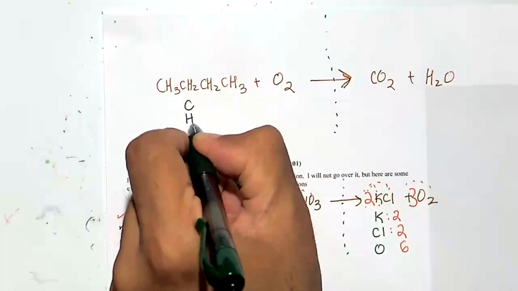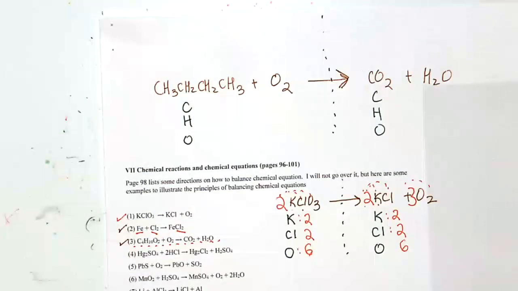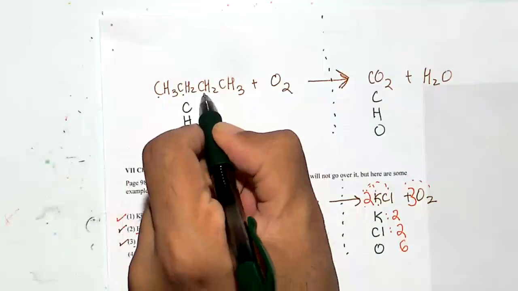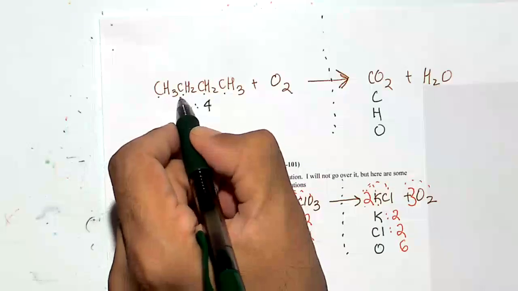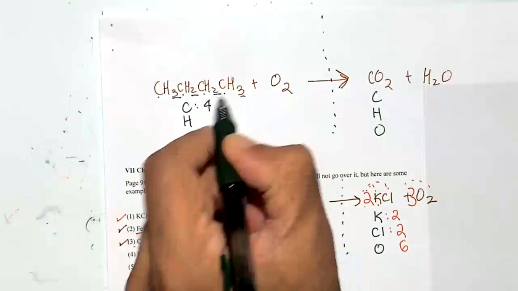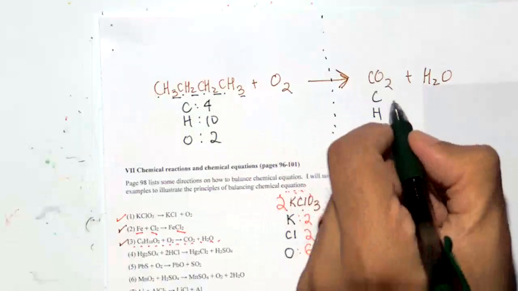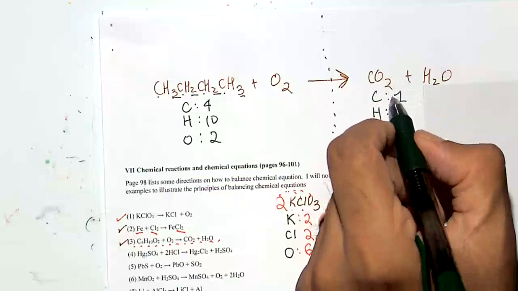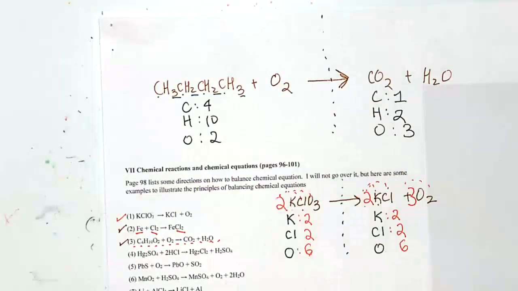All right, we have carbon, hydrogen, and oxygen. Carbon, hydrogen, and oxygen. How many carbons here? 1, 2, 3, 4. How many hydrogens? 3 plus 2, 5, 7, 10. How many oxygens? 2. How many carbons? 1. Hydrogens 2, oxygen 3.